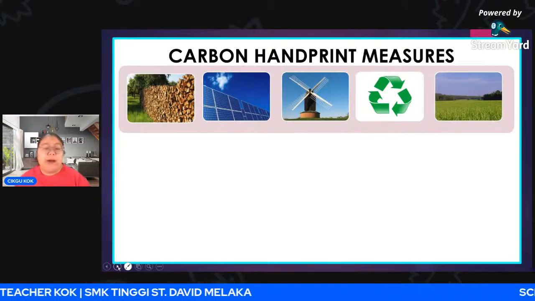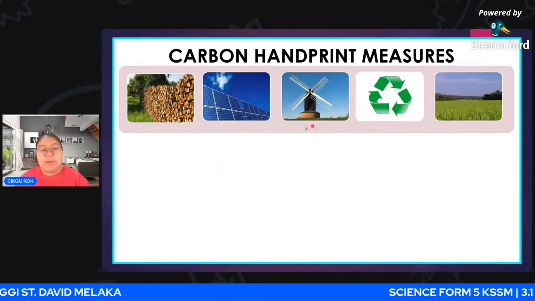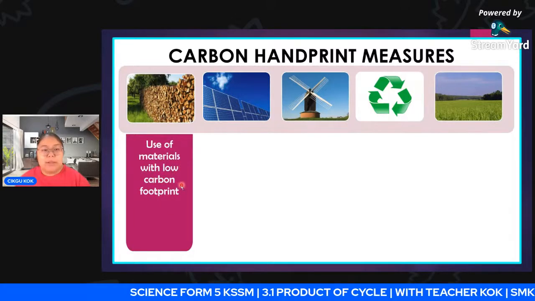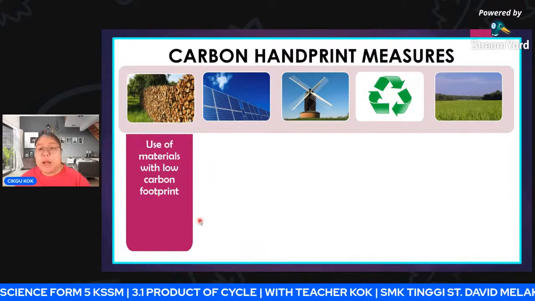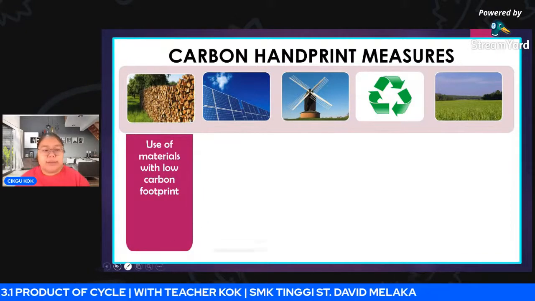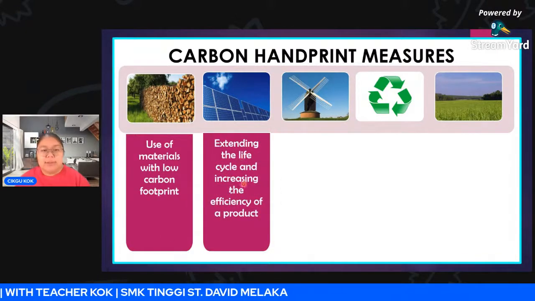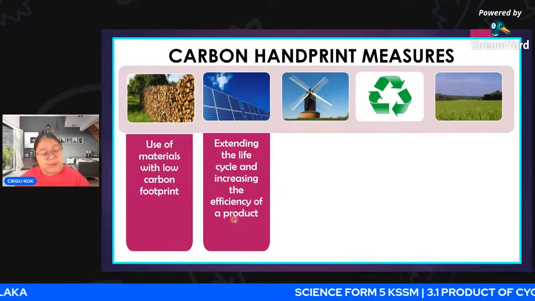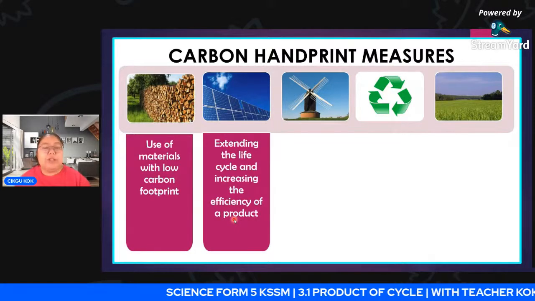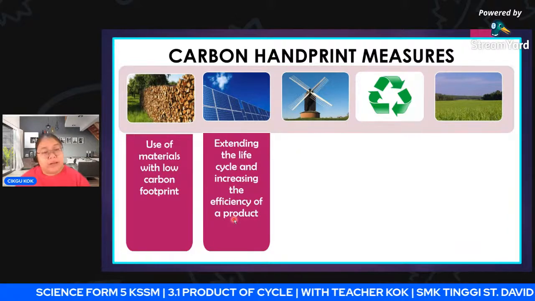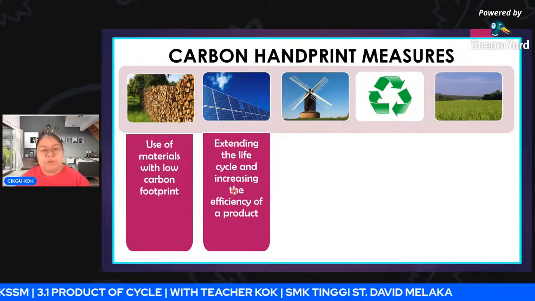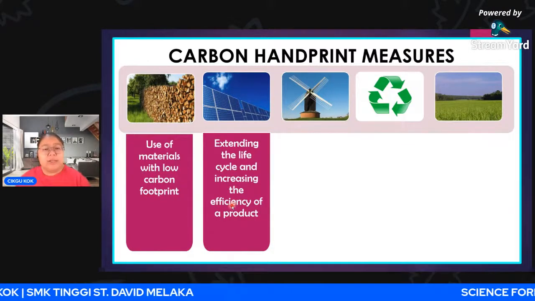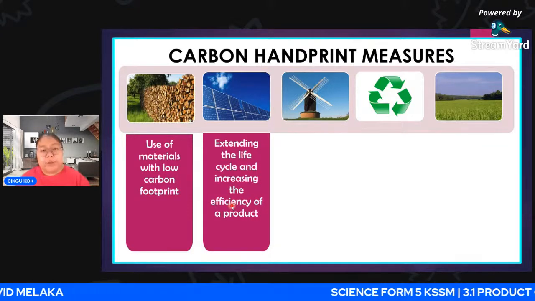We separate our carbon handprint into five main points. The first one is to use materials with a low carbon footprint. For example, we reduce CO2, we reduce carbon dioxide. The second one is extending the life cycle and increasing the efficiency of the product. That means we use something to replace some energy. Now, we're using non-renewable energy, for example petroleum and natural gas, so we need to create something that can help to produce energy. After that, high efficiency and also renewable.